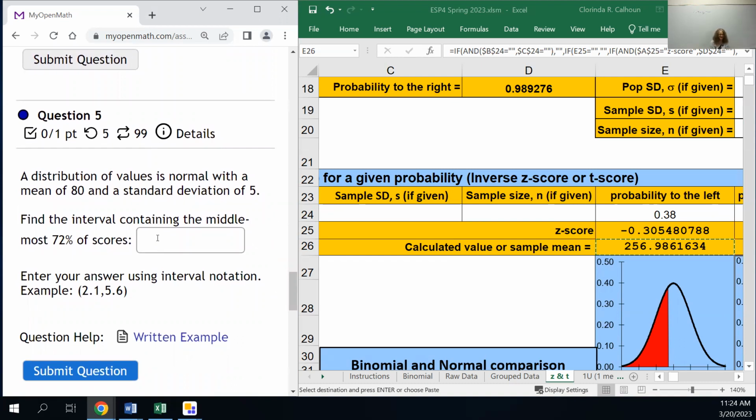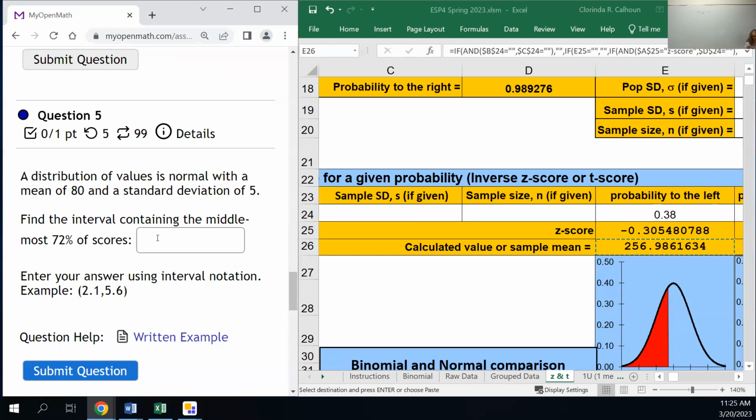Number 5, it's kind of generic, but the reason I have it is because it says middlemost. Where do we go for middlemost? What does middlemost mean? Does it mean right or left? No, it means between. So this one has the between. It is a kind of a generic question though. A distribution of values is normal with a mean and a standard deviation. Find the interval containing the middlemost. And it gives you your percentage, which is your probability. So you have to type in your probability between.